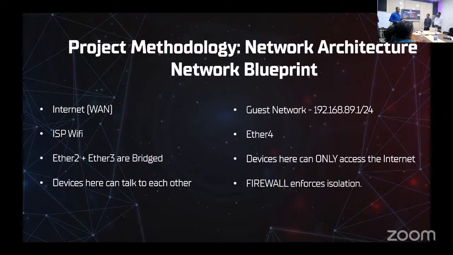For the guest network, we get an IP address range of 192.168.89.1/24, which is going to give it a total of 224 usable IP addresses. So over 224 people max are able to use this IP address range. Also, if they want to use the Eta4 port on the router, they can use the Eta4 port on the router.